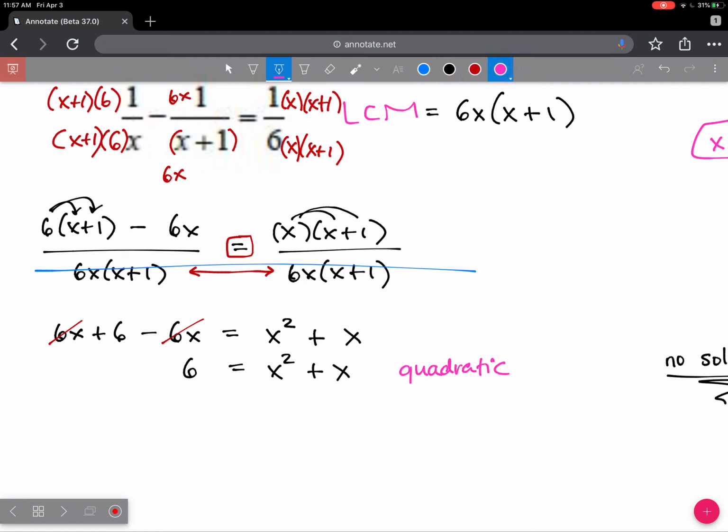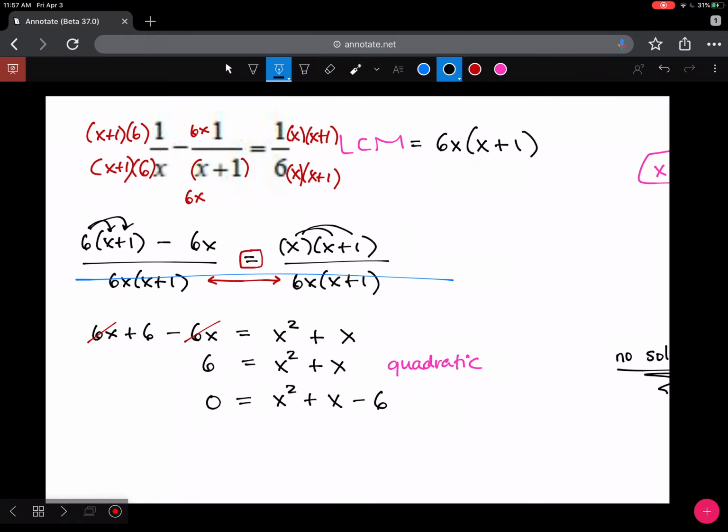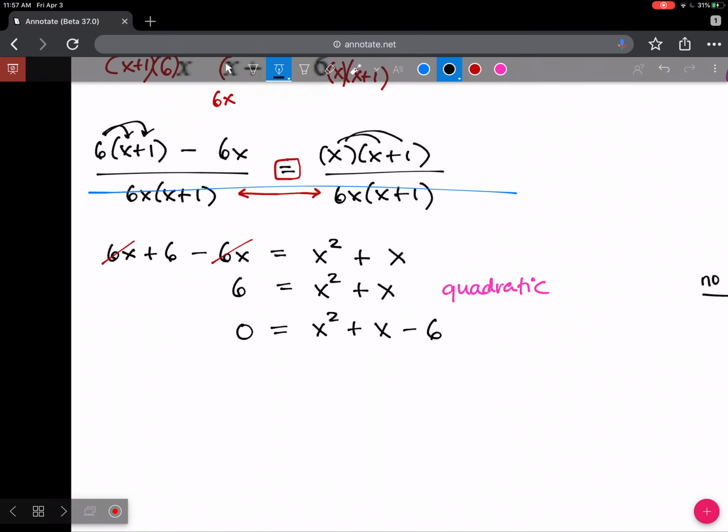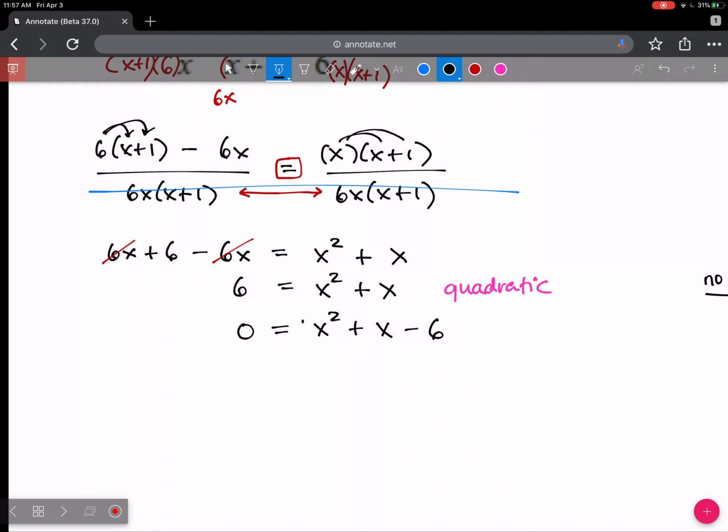And so to solve quadratics, we put 0 on one side and the rest of the equation on the other. So I had to subtract 6 on both sides to do that. And notice how I keep the lead coefficient positive. This positive 1x right there. I want to keep that positive. So now I can factor this. I'm looking for two special numbers that will multiply to negative 6 and add up to positive 1. So two special numbers that multiply to this, and then two special numbers that add to positive 1.